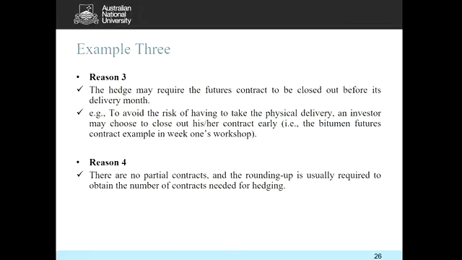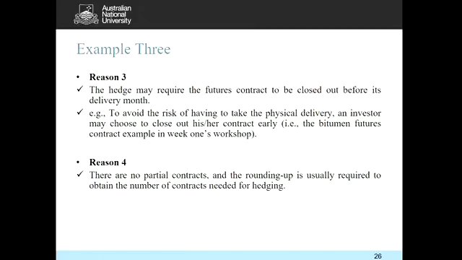Now, the fourth reason is self-explanatory. There are no partial contracts, and there's this rounding up problem when obtaining the number of contracts we need for hedging. Last week, we needed to hedge 500 tons of bitumen exposure. The underlying asset per contract is 10 tons, so 500 divided by 10, we need 50 contracts. That's a number that just worked out. What if the number of contracts we need to hedge is, let's say, 49.66? There's this rounding problem, which means the hedge may not be perfect.